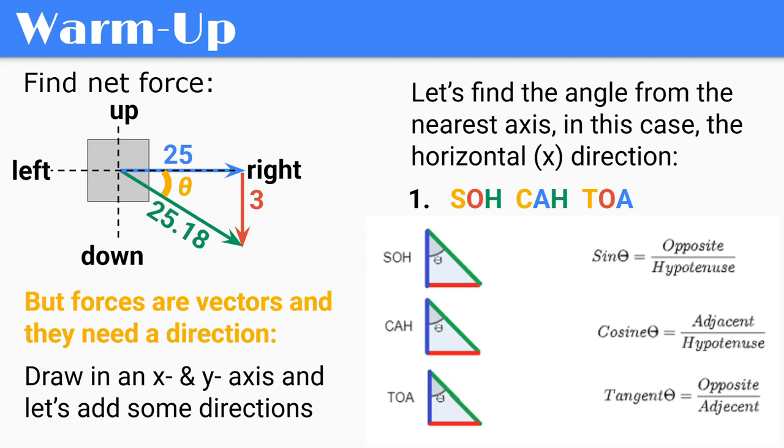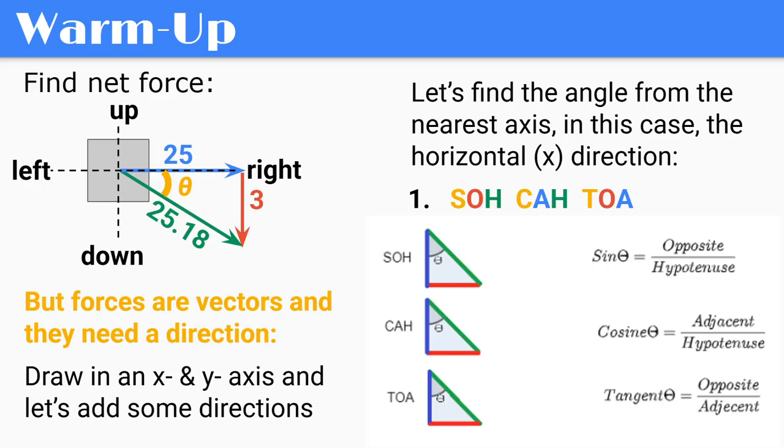Because I know all three sides of my triangle, I know the opposite side, the adjacent side, and the hypotenuse, I can actually use sine, cosine, or tangent, because I know everything that I need for each of them in order to solve for my angle.